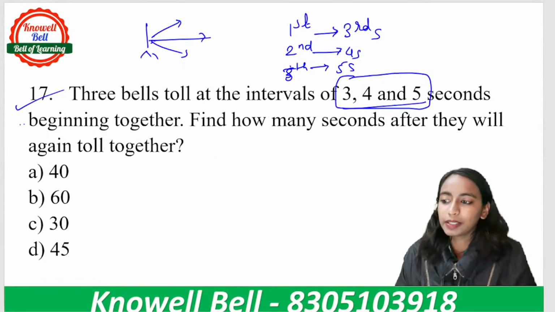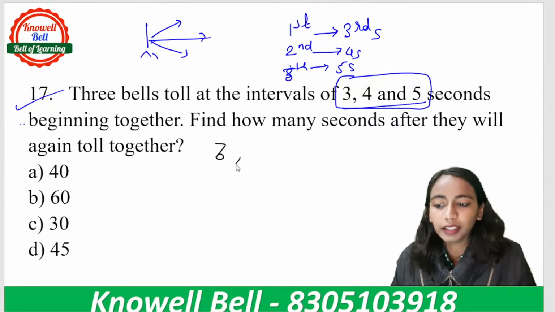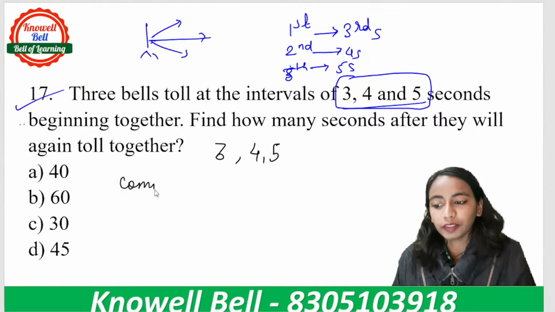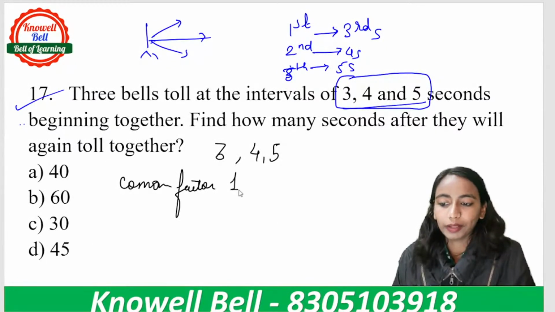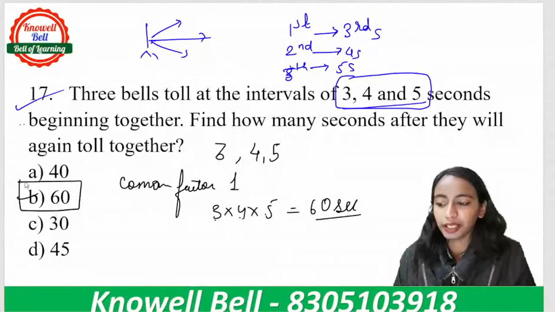One more thing you can check here is that 3 and 5 are prime numbers, and 4 is a composite number. The only common factor between 3, 4 and 5 is 1. So what can be their LCM? 3 into 4 into 5. So that will be our answer. 5 fours are 20. 20 into 3 is 60. So the answer will be 60 seconds. The right answer will be 60 seconds.